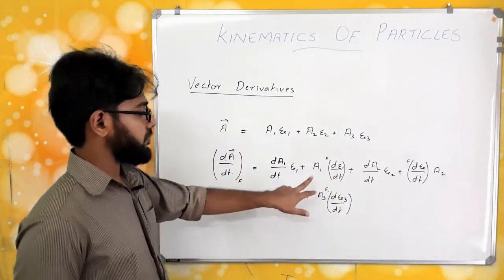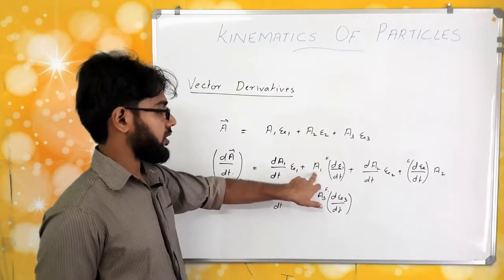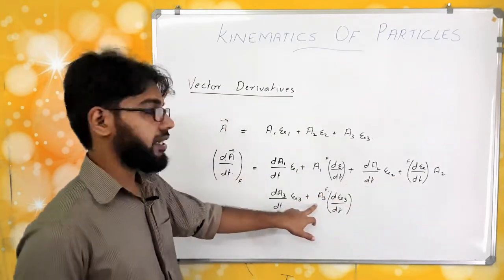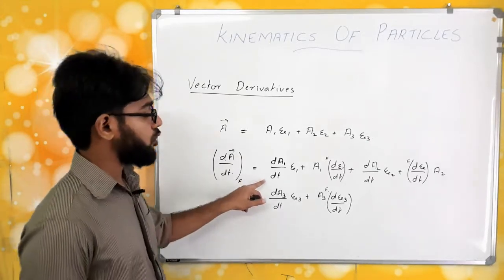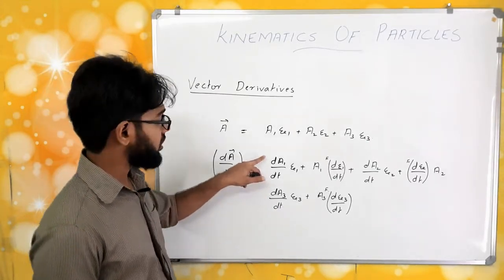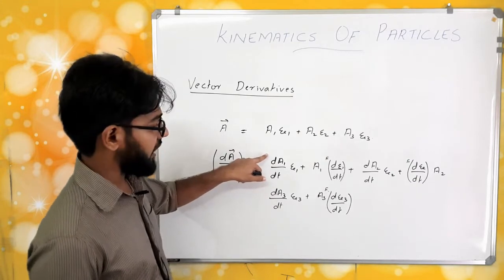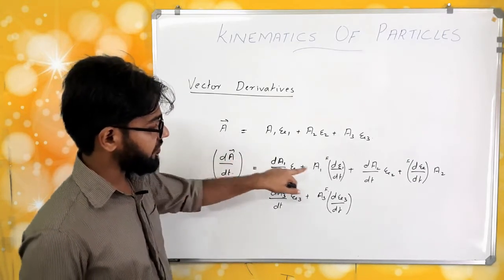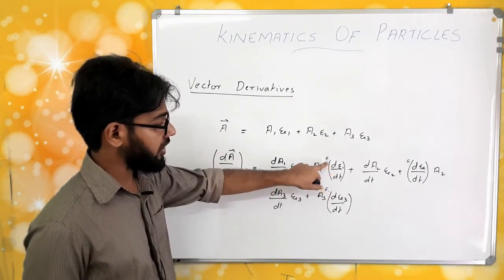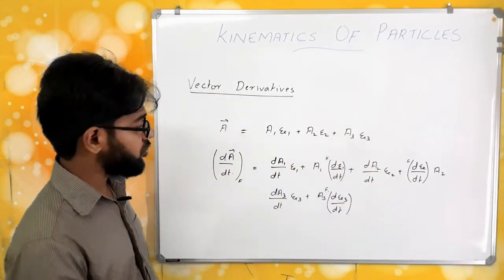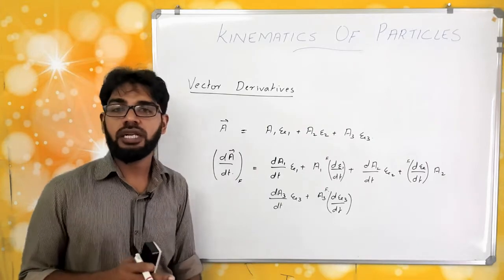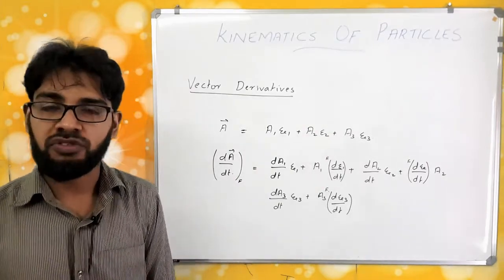Now, here A1, A2 and A3 are actually scalars. So as such, the derivative of the scalar need not have the corresponding frame specified. But when I take the derivative of the unit vectors, I should specify the frame of reference. This is usually the standard representation in most of the textbooks.